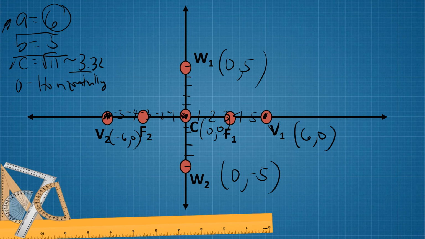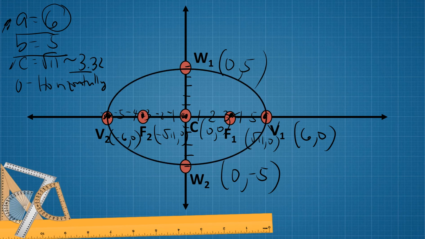So this is the center. We're going to count 3.32 units. So 1, 2, 3. Therefore, nasa gitna siya ng 3 and 4. Therefore, the first focus is located here. And then, again, bibilang naman tayo pa left, 1, 2, 3. So, in between siya ng 3 at 4. So, therefore, the second focus is located here. So, F sub 2 is located at (-square root of 11, 0), and F sub 1 is located at (square root of 11, 0). Now, after plotting the center, vertices, foci, and co-vertices, we can now draw the ellipse.